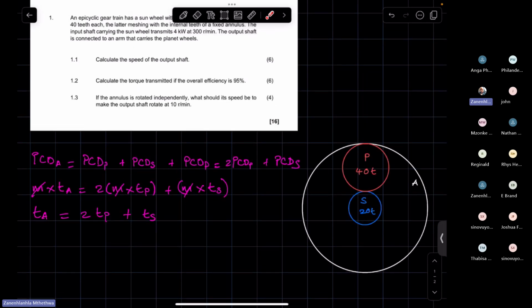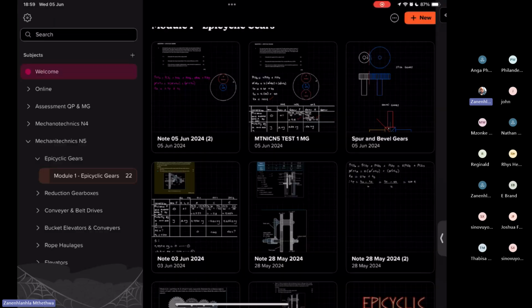So when I refer to a typical epicyclic gear system, it is one that has a ring gear, planetary gear, and a sun gear, and of course the arm. And then you get atypical epicyclic gear systems, like this one.